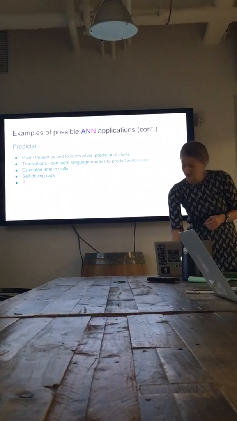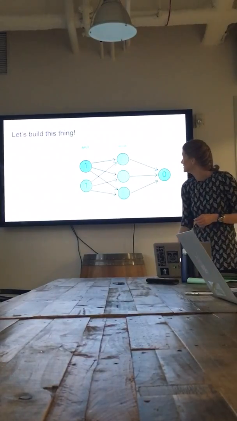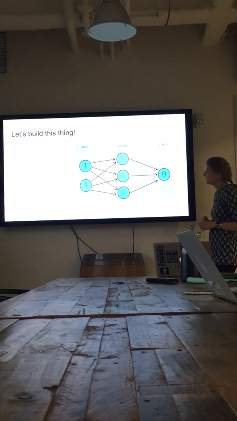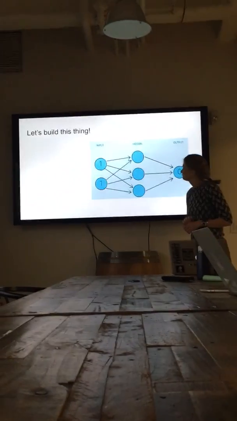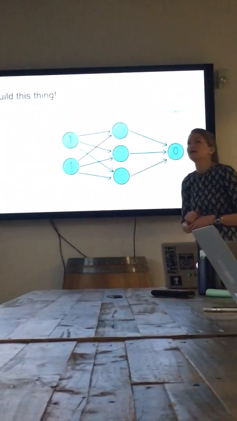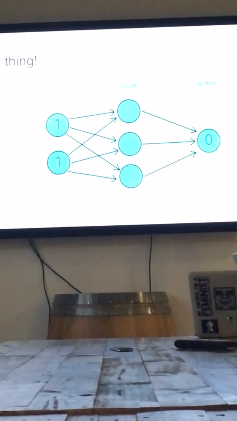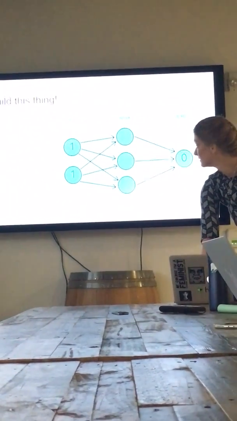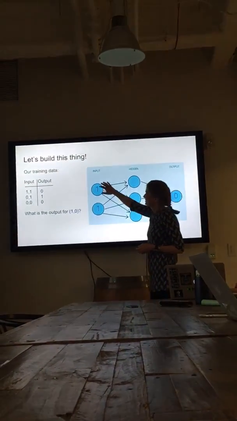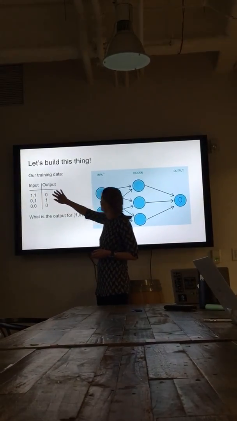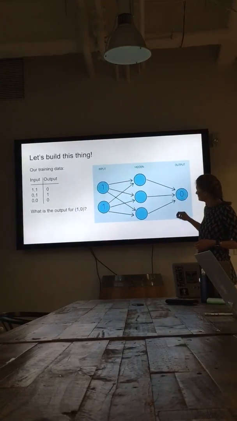Let's see. So let's build this. This is just a visualization of how this would look. First of all you have your inputs. The example we're going to go through is mathematical. It's using numbers and finding patterns in numbers. I can show you our training data that we have. These would be inputs, this first example here. We're going to tell it that when it sees 1, 1, the output we want is 0.